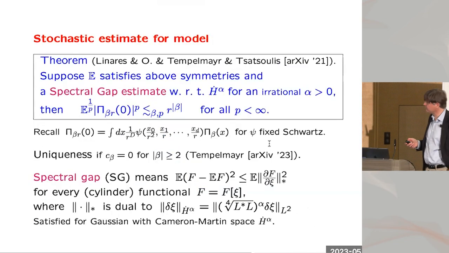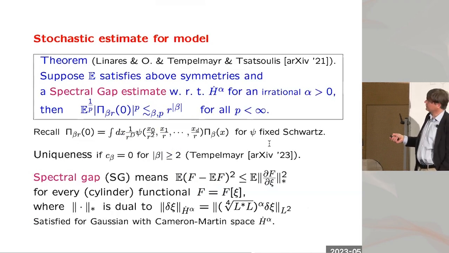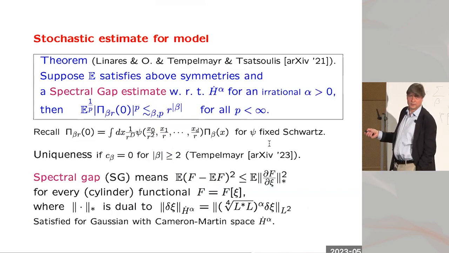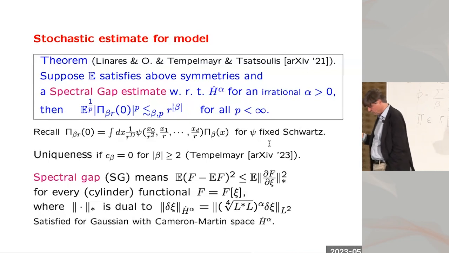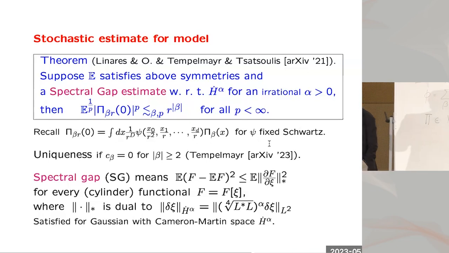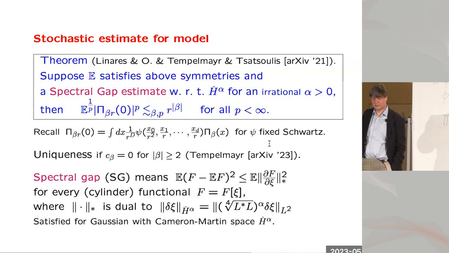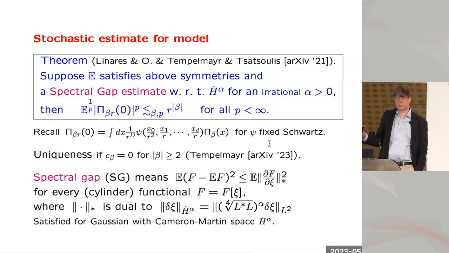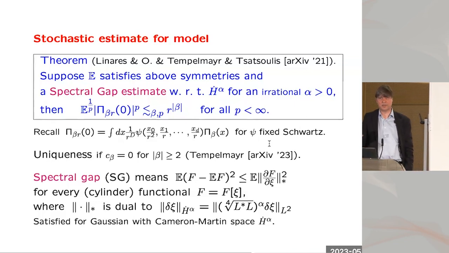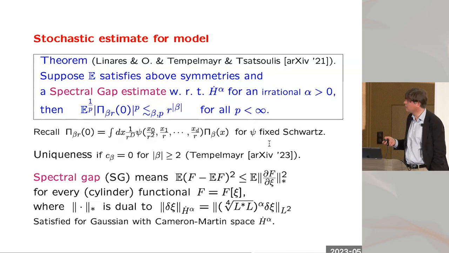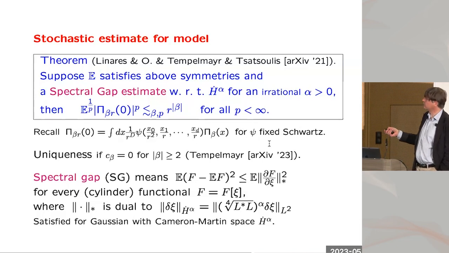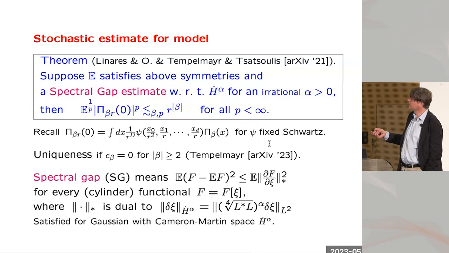And here is the main result. So we can exactly prove the estimate, which is predicted by scaling, provided we're looking at the corresponding Cameron-Martin space. And in fact, the condition is more general, so we don't need to work in the Gaussian case. What we really need is what's called a spectral gap estimate. So we could also work with more general ensembles. And I will explain what the spectral gap estimate is in a second.